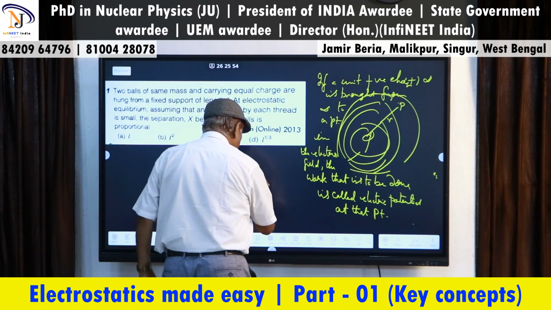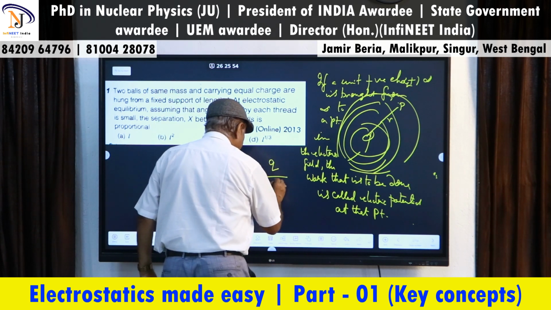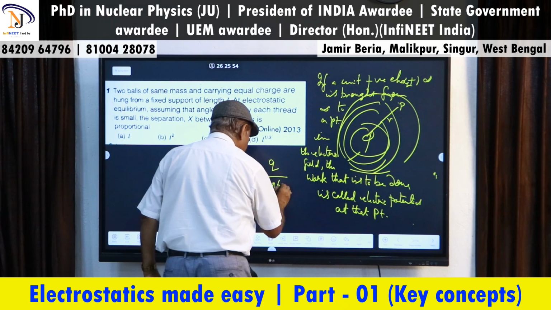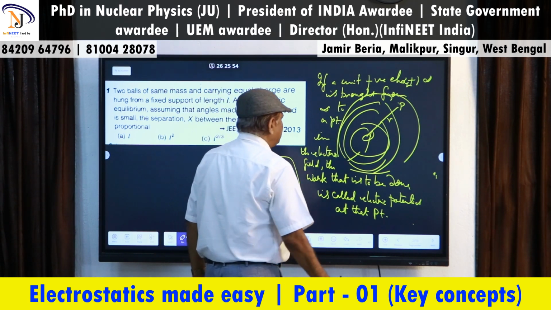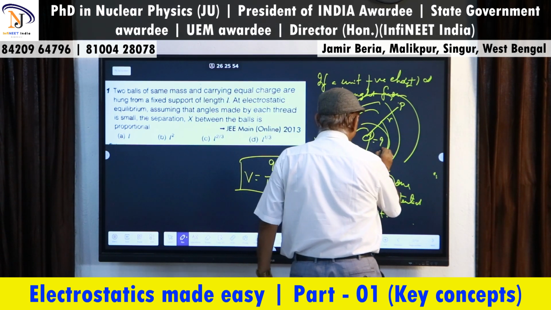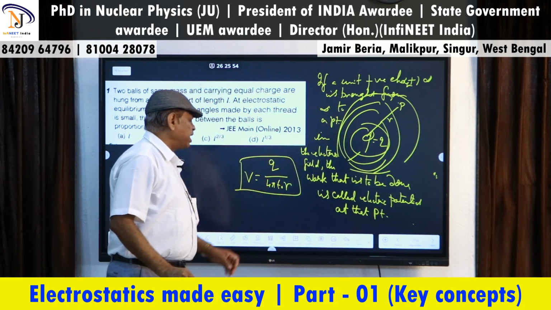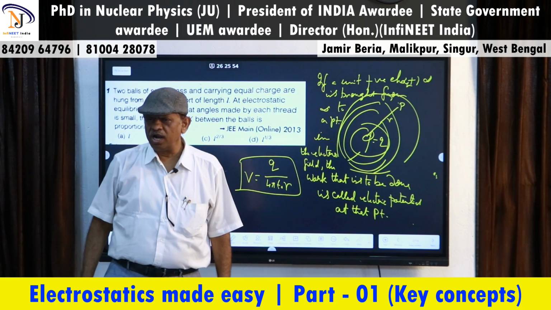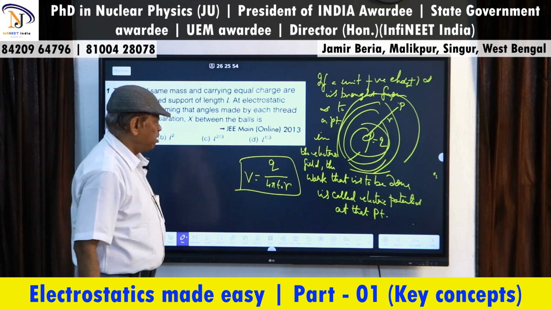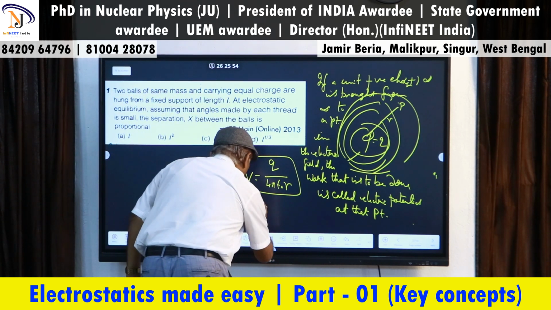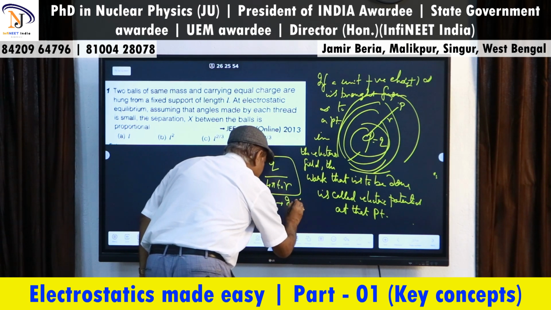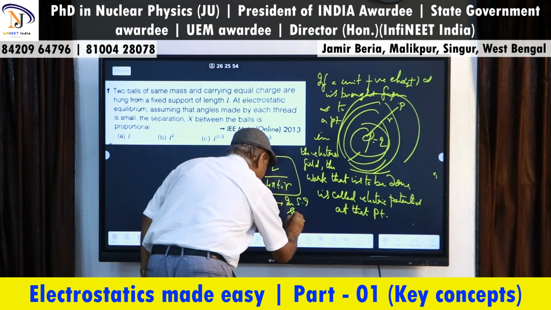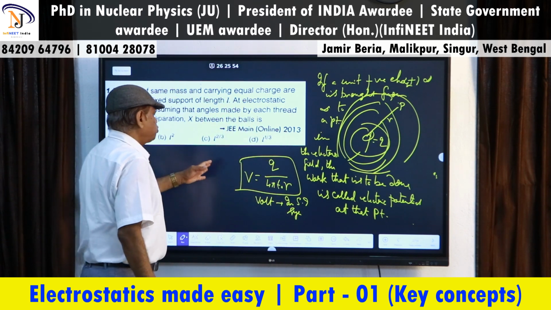V equals Q divided by 4 pi epsilon naught R. This is the relation. If you consider the charge as Q, then V equals Q by 4 pi epsilon naught R. What is the unit of potential? Volt. The unit of potential is volt, in the SI system.